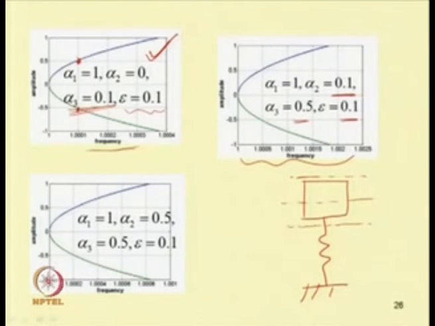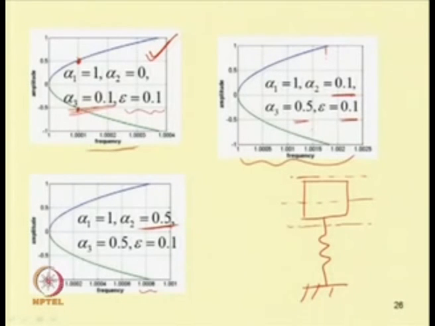So, in this case, for the same amplitude 1, the frequency is decreased. By taking this alpha 2 equal to 0.1, it decreased. Now, let us take this alpha 2 equal to 0.5. By taking alpha 2 equal to 0.5, now increasing this alpha 2, one can see this frequency again increases.